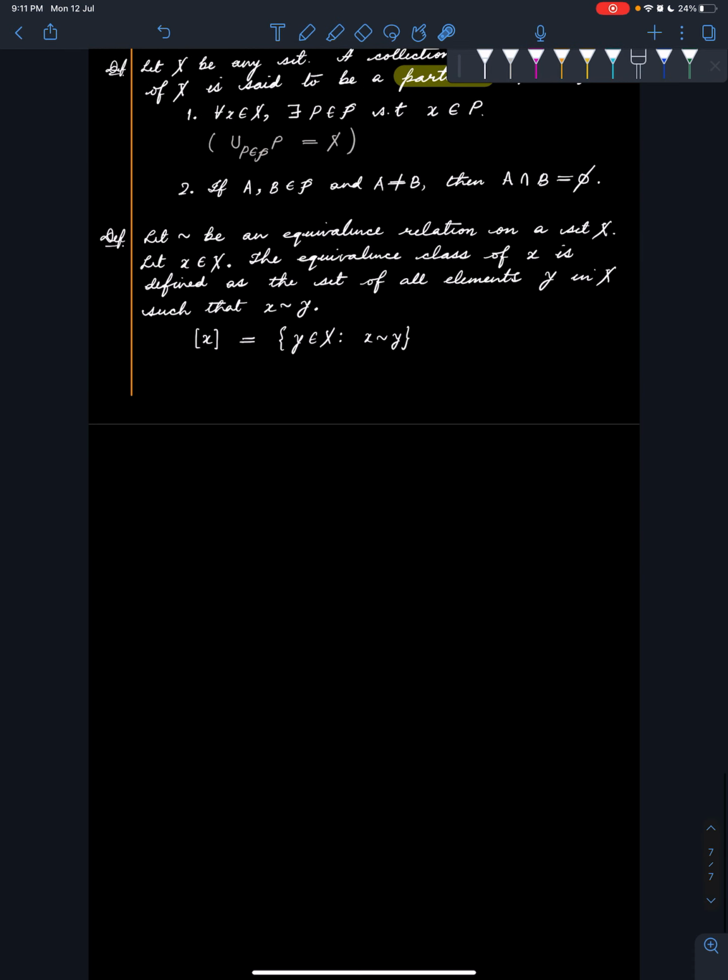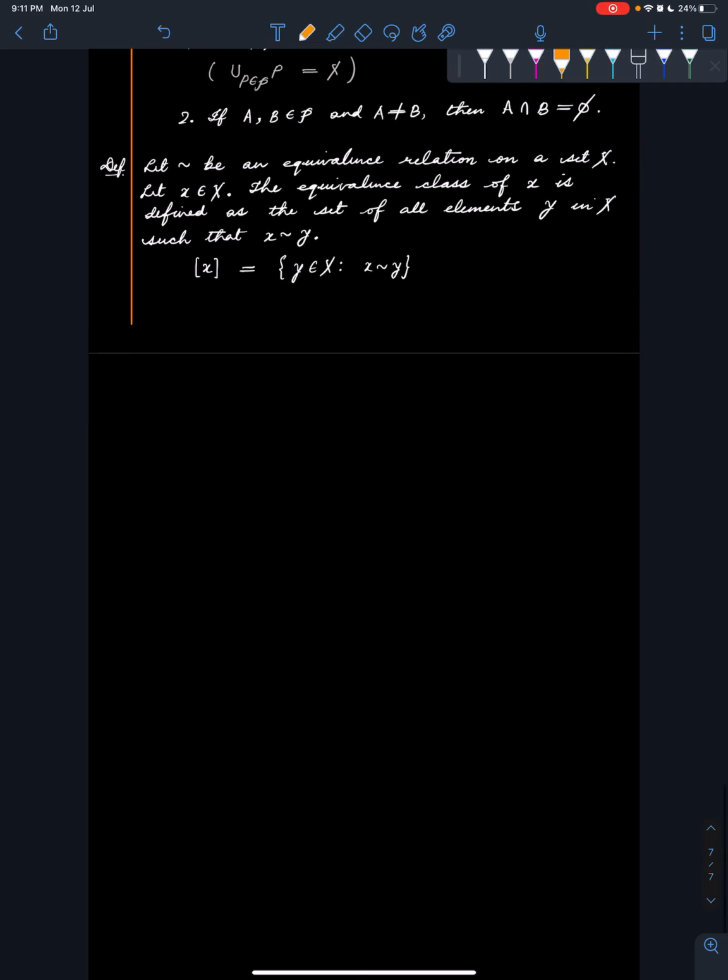So we'll prove some properties about the equivalence class and connect them to partitions of the set X.